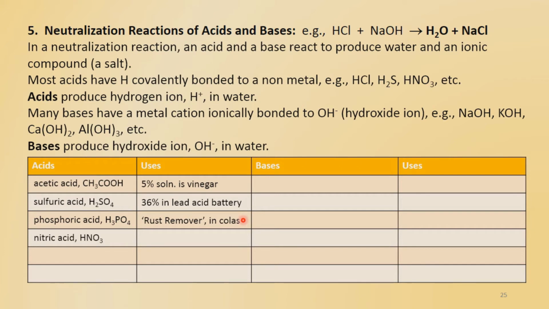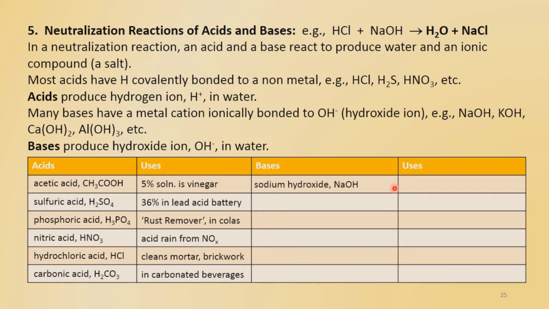Nitric acid, HNO3, is quite an aggressive acid, and it's one of the main components of acid rain produced by NOx from automobiles. Hydrochloric acid, HCl, is often used to clean the lime out of stains from mortar or brickwork. And carbonic acid, H2CO3, forms whenever carbon dioxide is dissolved in water, as in the case of carbonated beverages. Now, how about some bases?